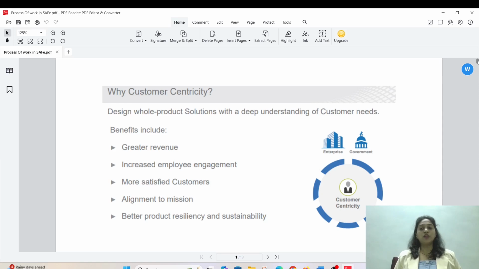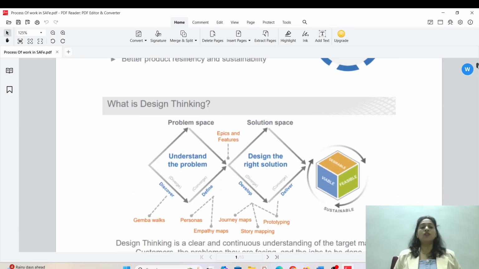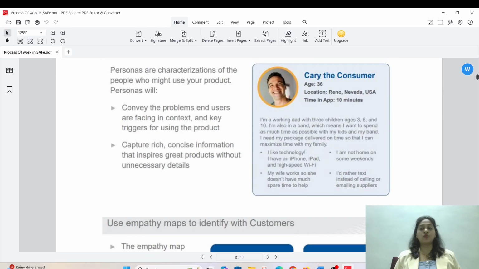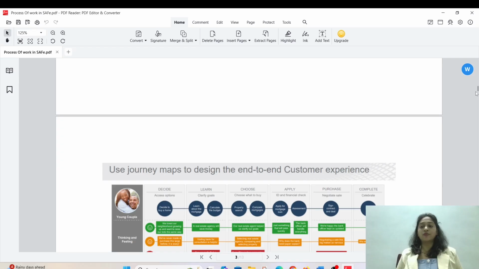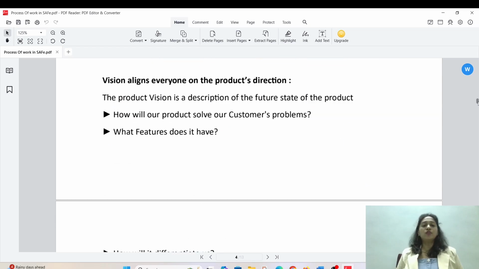All, in this video, we are going to learn about the remaining topic of the process of the work in SAFe. Okay, so in the last video, we discussed customer centricity and design thinking. In design thinking, we went through some examples of the user persona, the empathy maps, and the story map. Okay, so in this video we are going to discuss and learn some concepts of the remaining one.